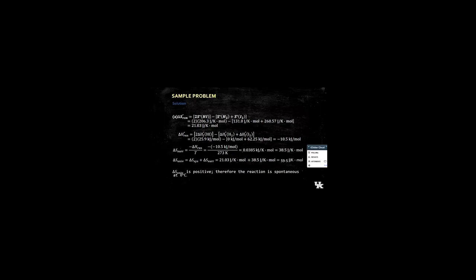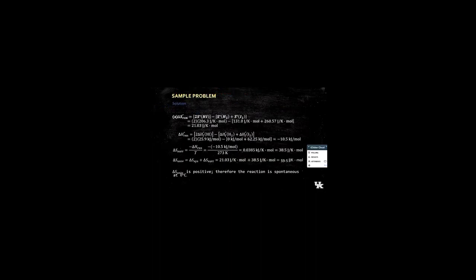All right, so now I want to calculate the standard entropy change of the surroundings. You go, why do we have to do that? Well, here's what we need to know: the standard entropy change of the surroundings is equal to negative delta H of the system divided by the temperature. All right, so we calculate the standard entropy of the surroundings, negative delta H divided by T, and we get 0.0385 kilojoules per Kelvin mole.